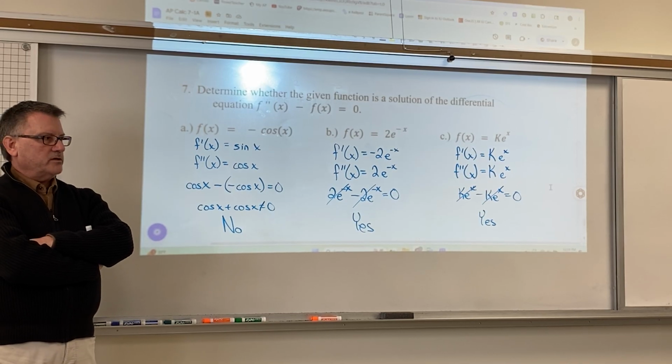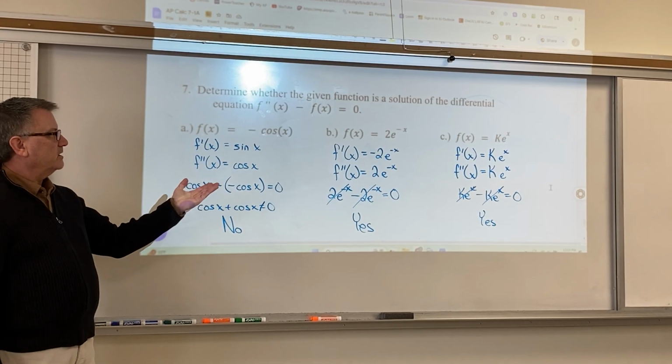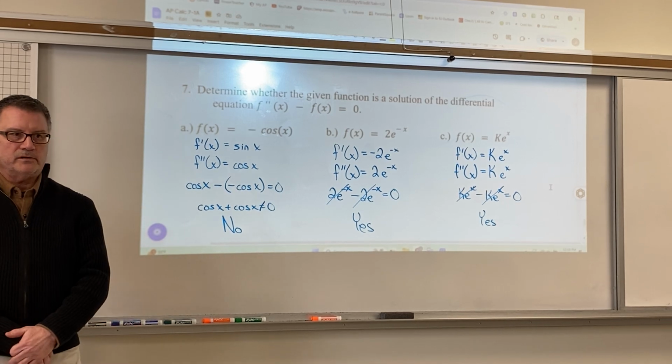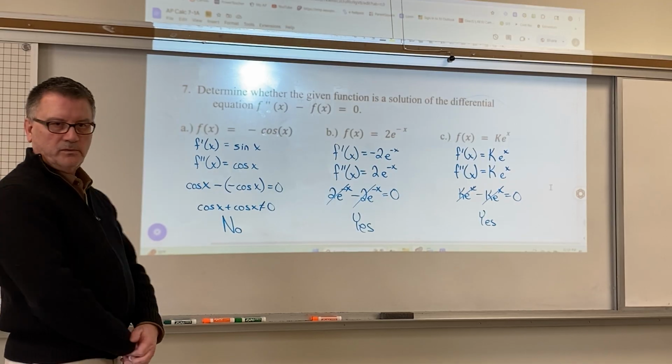Find the original equation and whatever form of the derivative you need, plug it back in, see if it works. Because right now they're kind of giving me the original equation. Sometimes we might have to find the original equation. Okay on that?